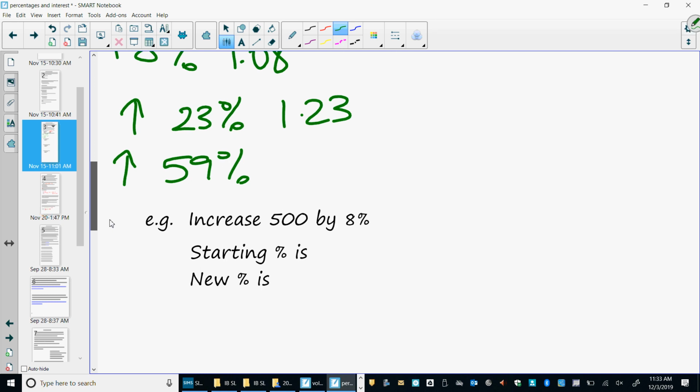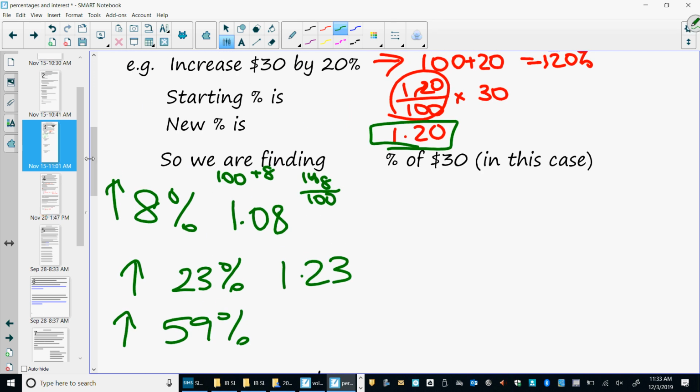Okay, everybody's hands should be up here now. Kelsey, what would I multiply it by if I wanted to increase something by 59%? Have a look at the prior example, sweetheart. When we were increasing it by 20%, we multiplied it by 1.20. When we were increasing it by 8%, we multiplied it by 1.08. When it was 23%, it was 1.23. What do you think it's going to be for 59%? Have a look at these other ones. Look, 1.20, 1.08, 1.23. 1.59. Okay.